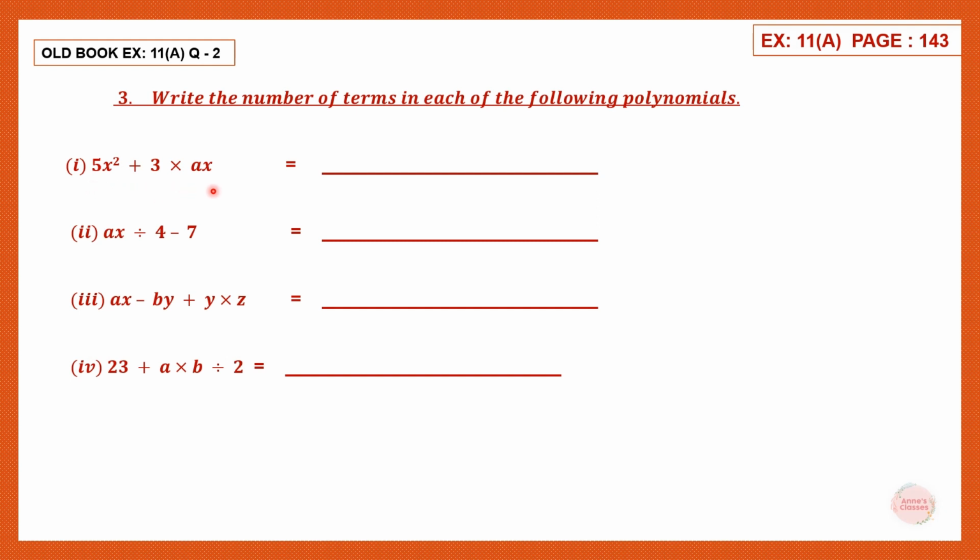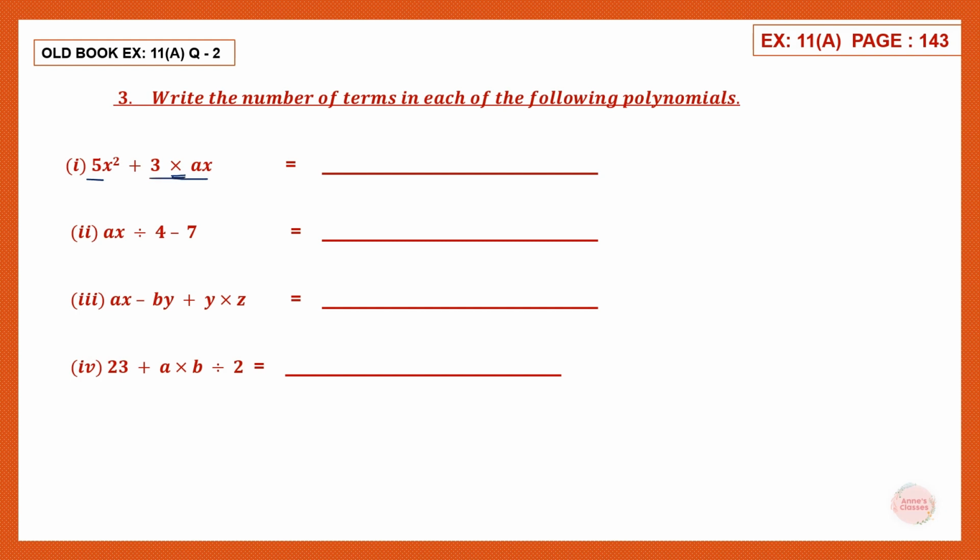Now here let's be careful. Remember, only when terms are separated by the plus or the minus sign can you consider them as separate. So here 5x squared, this will be one term, because we have a plus sign after that. Then here we have a multiplication sign.